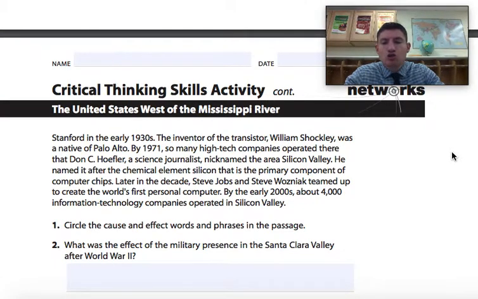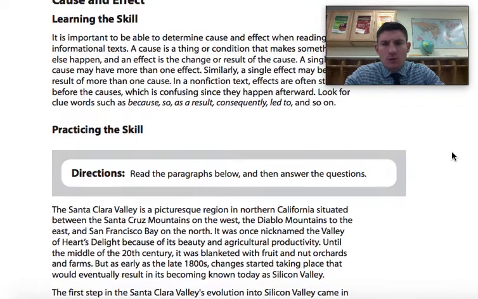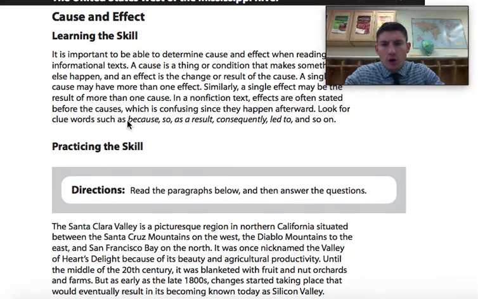Now, it asks us to circle the cause and effect words and phrases in this passage. Now let's go back paragraph by paragraph and look for some of those specific cause and effect words. Remember back in the beginning where we talked about learning, you're looking for words such as because, so, as a result, consequently, led to, and so on.